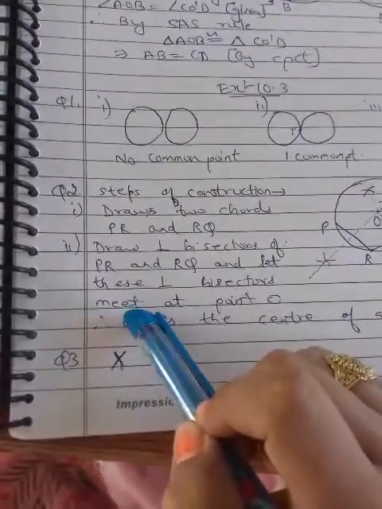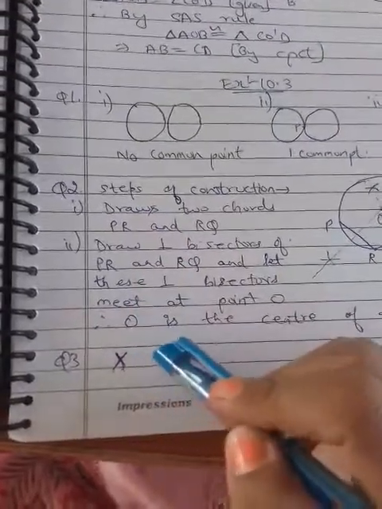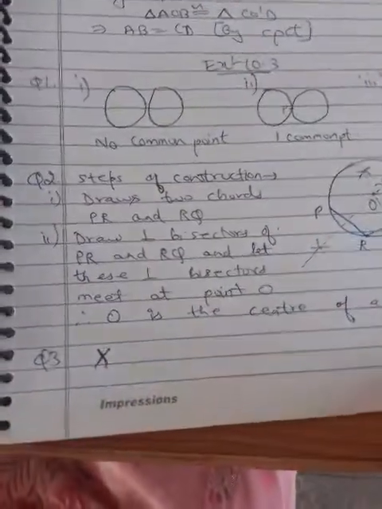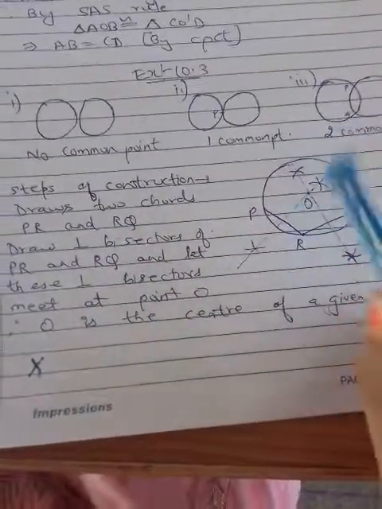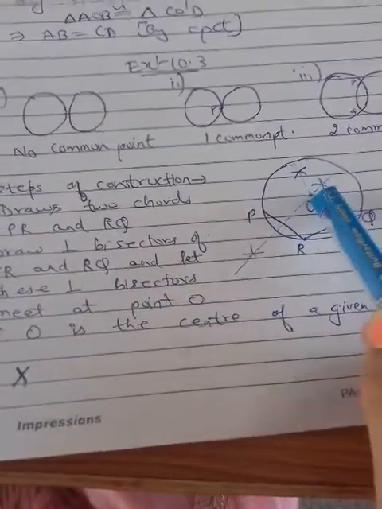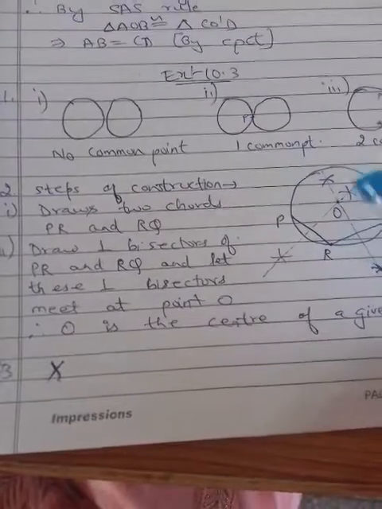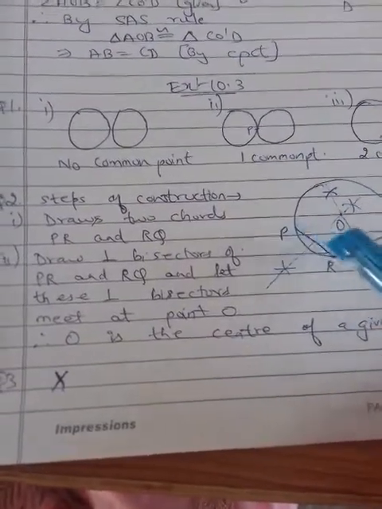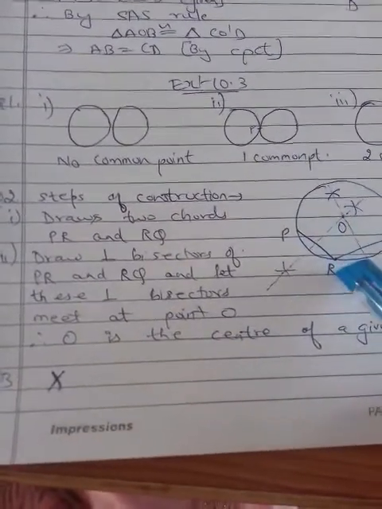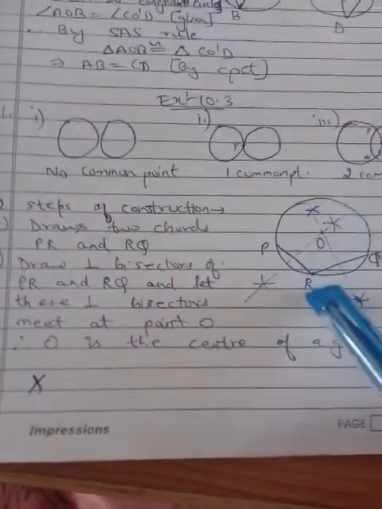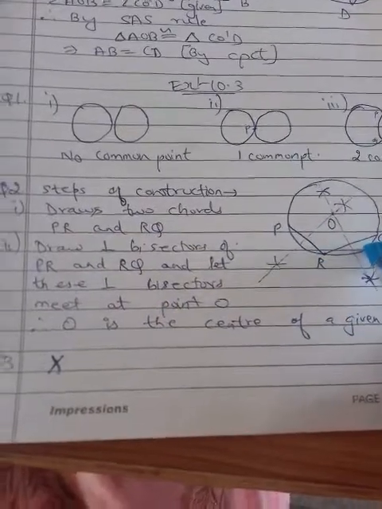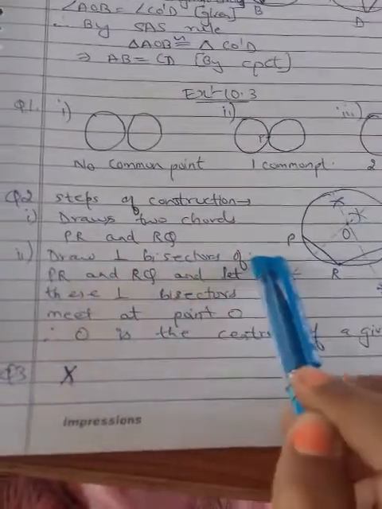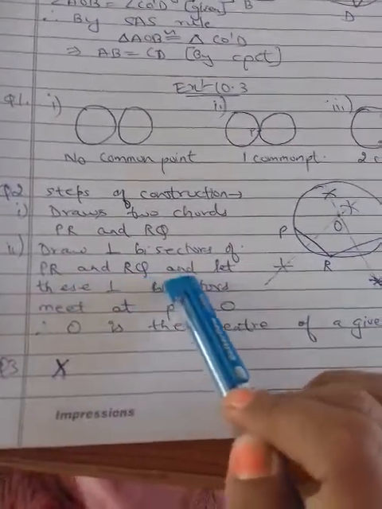Next, question number 2. Suppose you are given a circle, give a construction to find its center. Students, the circle is given, but you don't know where its center is. You have to find it. How can you do it? You have to draw two chords. Draw two chords PR and RQ. Right? And then draw the perpendicular bisectors of PR and RQ.